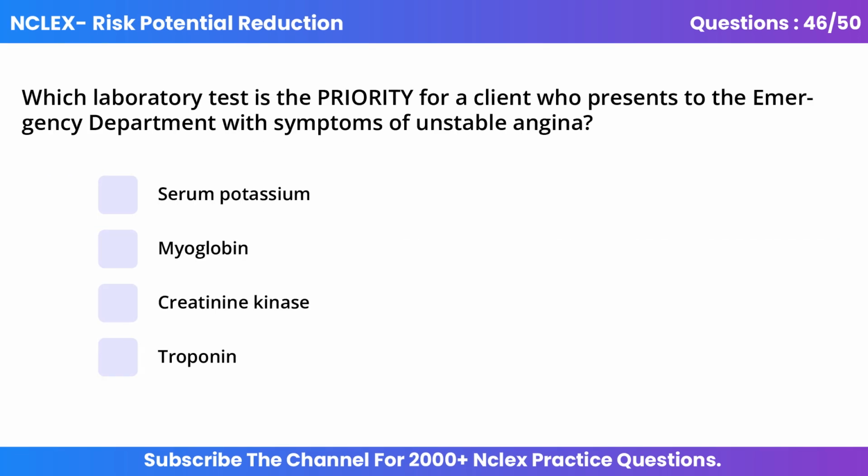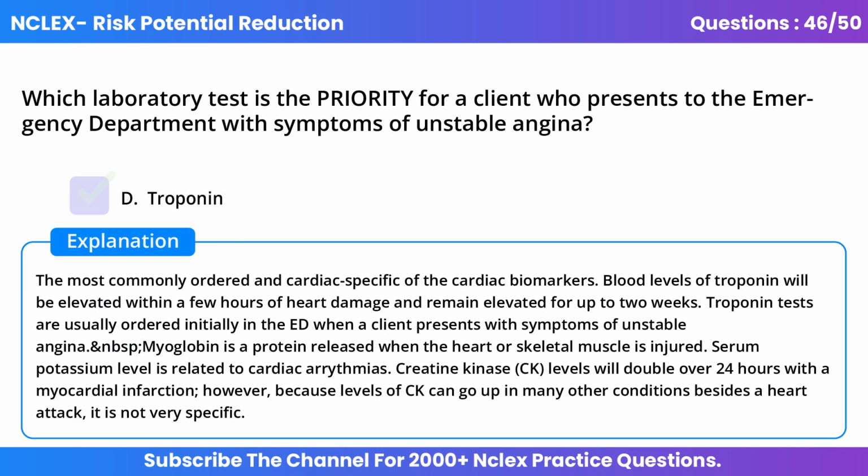Question 46. Which laboratory test is the priority for a client who presents to the emergency department with symptoms of unstable angina? D. Troponin. The most commonly ordered and cardiac-specific of the cardiac biomarkers. Blood levels of troponin will be elevated within a few hours of heart damage and remain elevated for up to 2 weeks. Troponin tests are usually ordered initially in the ED when a client presents with symptoms of unstable angina.